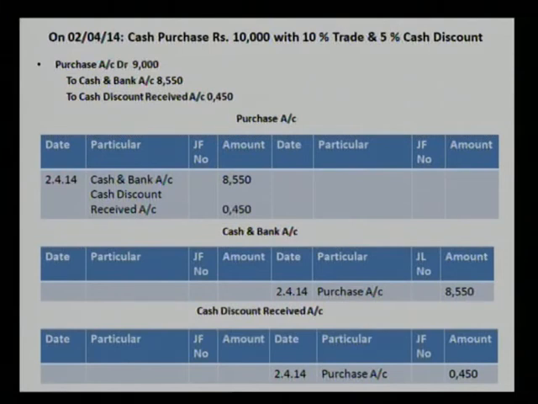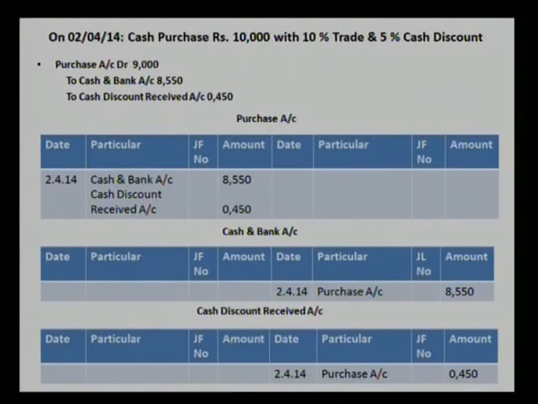So in this example, the business has purchased goods worth rupees 10,000 at a trade discount of 10%. So the trade discount, 10% of the purchase amount of 10,000, will be 1,000. So net purchases will be 9,000 rupees, on which the business will earn the 5% cash discount. So 5% of 9,000 will be 450. So the entry will be as I have mentioned on your screen. Purchases account debit by the net purchases, 9,000 rupees.